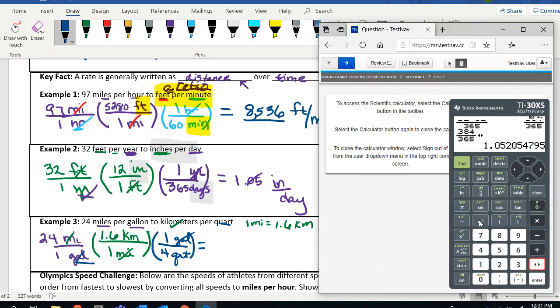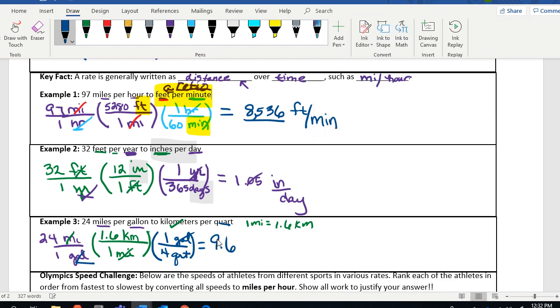So this is a nice simple problem. So let's go in, N over D. If you want to clear it, you can. N over D. I've got 24 times 1.6 all over 4. Enter. 9.6. And I always want to include my units at the end. Kilometers per quart. Okay? Whoops, that dot was supposed to go at the end. So 9.6 kilometers per quart.